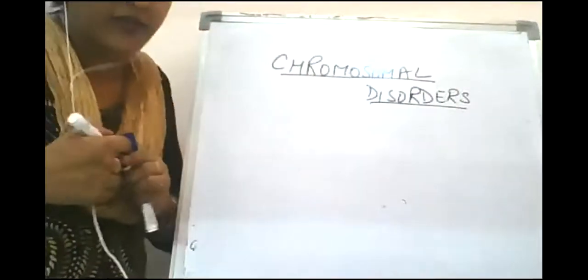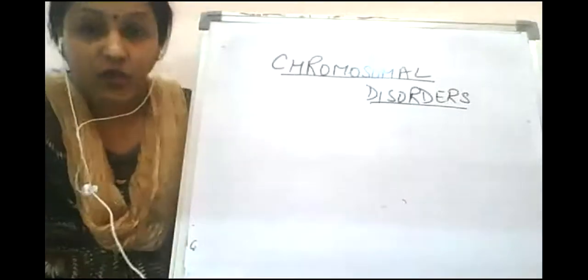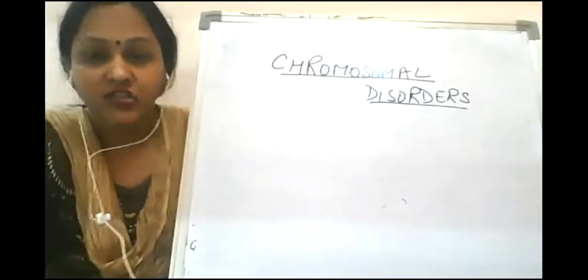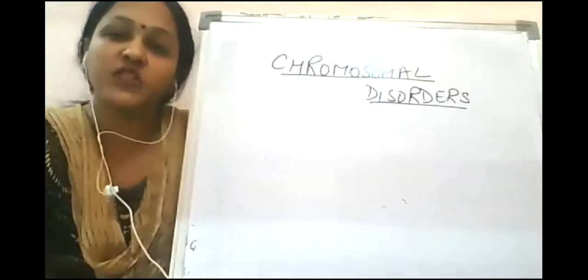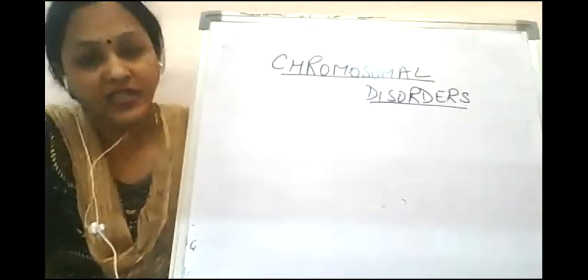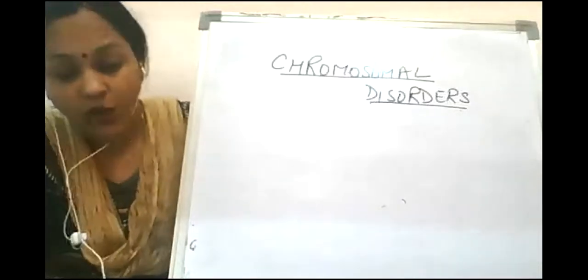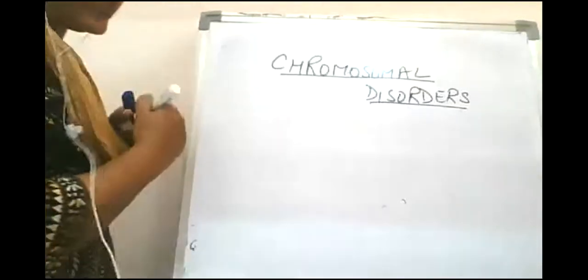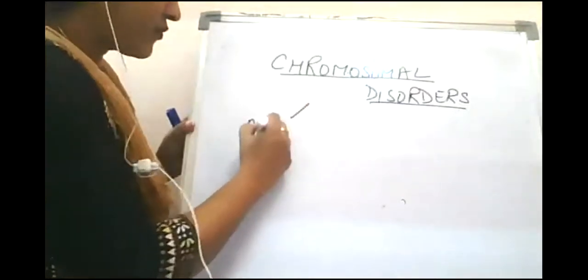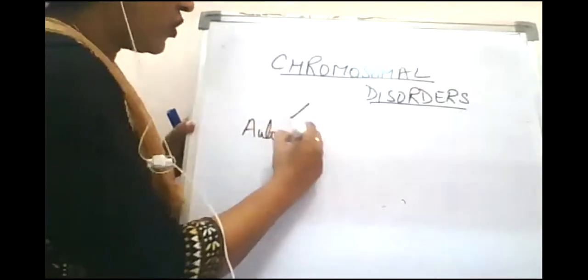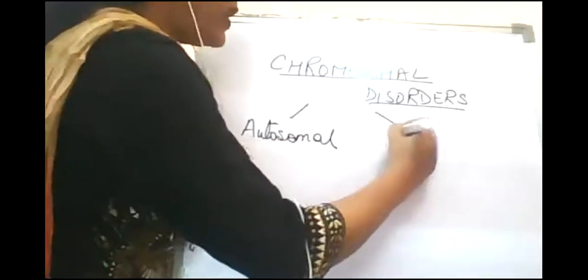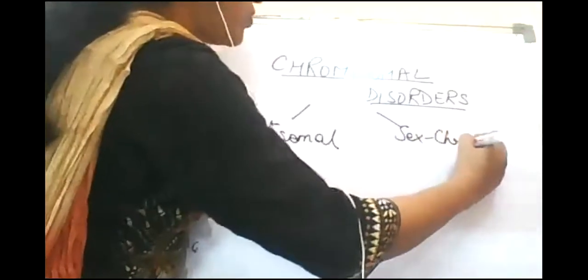Okay, what do you mean by chromosomal disorders? Genetic disorders, obviously, which are caused by any defects present in the chromosomes. Okay, now these chromosomal disorders can be of two types. First, it can be autosomal or it can be present in the sex chromosome.